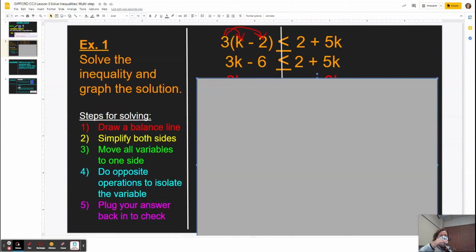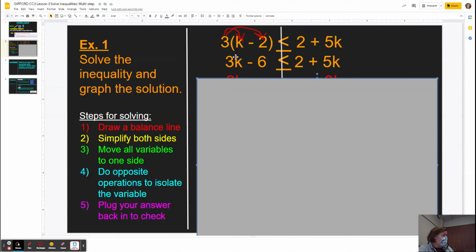Notice I brought the 2 plus 5k down because we didn't do anything with it yet. We didn't have to simplify. There were no terms to combine. There was no distributing that we needed to do. It was just on that left-hand side. From here, we need to get all the variables on one side. This one's a little bit different than what we had last week. We take a look at it and we see that we have a 3k on one side and a 5k on the other.